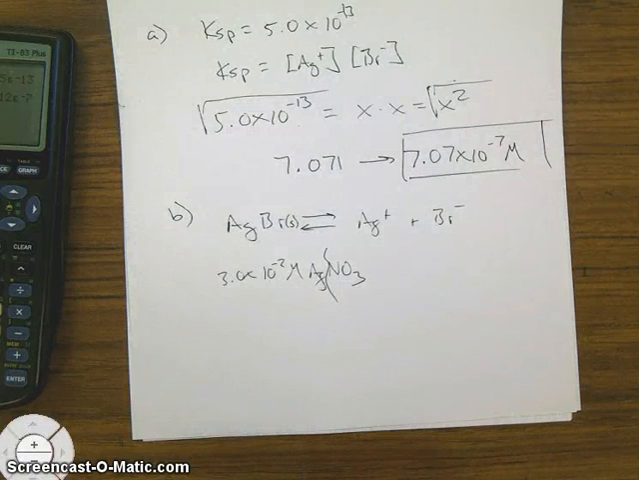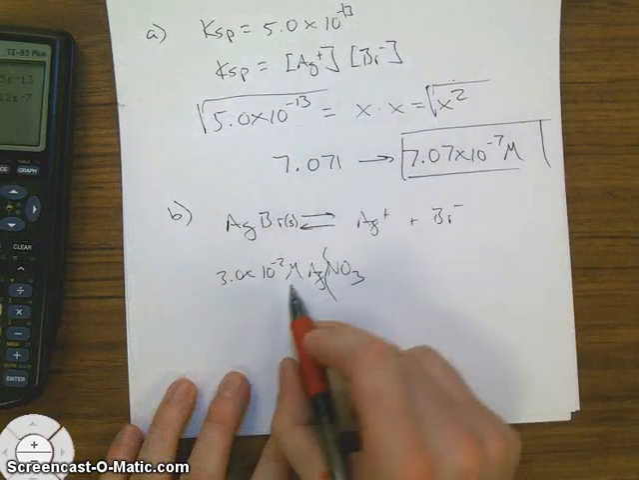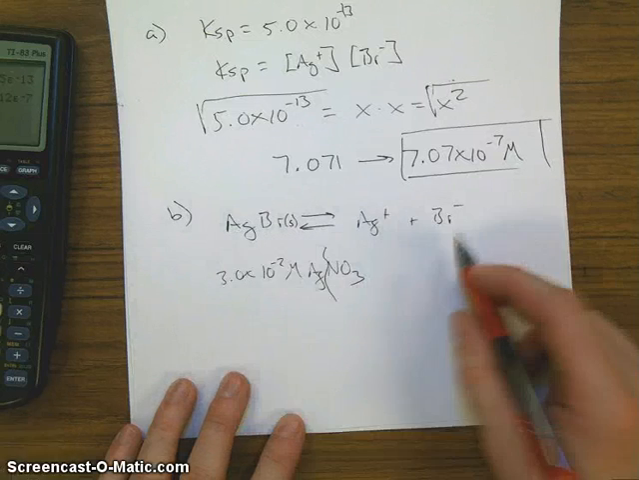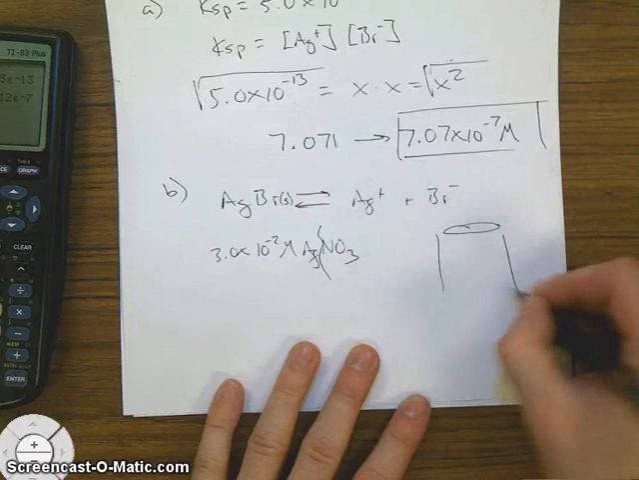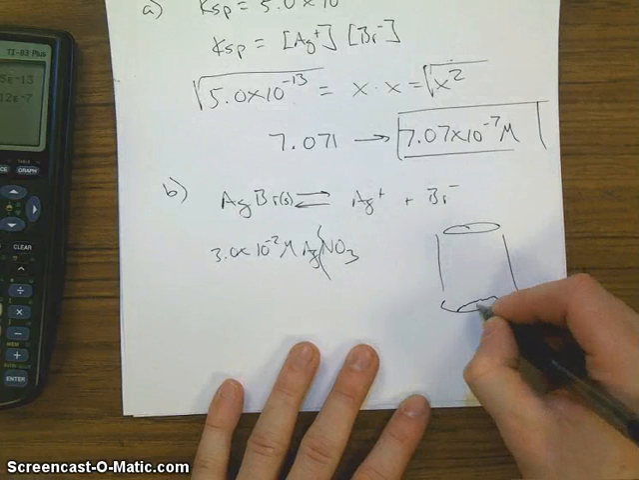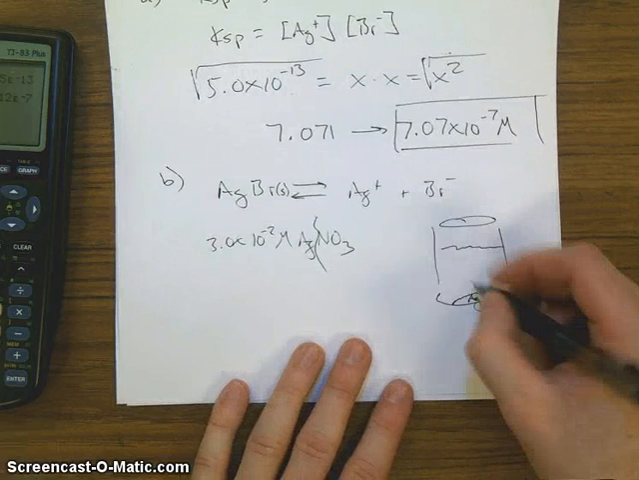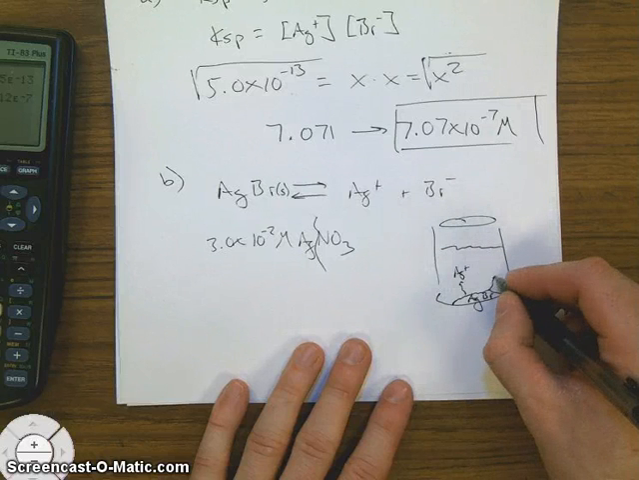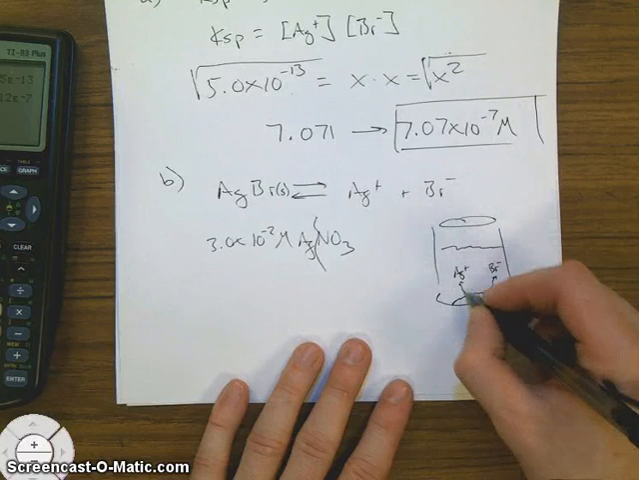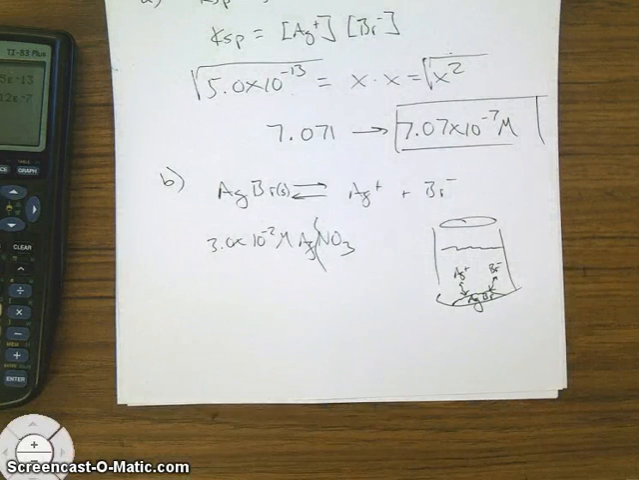Now let's look at this in terms of Le Chatelier's principle. If I have silver bromide that's dissolving in solution, let me draw a picture of this so it's a little bit more clear. I've got a beaker, I've got some AgBr on the bottom, and I've got my liquid here. What's happening is silver ions are dissolving, bromide ions are dissolving, but they're also going back and forth because there's this equilibrium that the solid has with your solution.